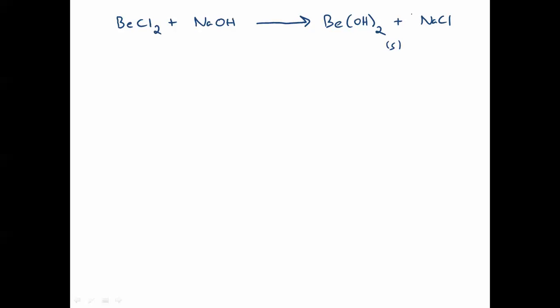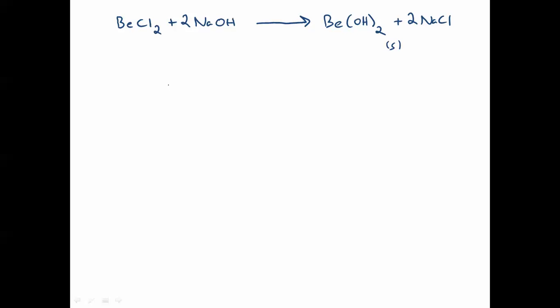If we go ahead and put a 2 in front of the sodium chloride, there are 2 chlorides over here in the beryllium chloride, so we need 2 chlorides. We've now generated 2 sodiums, and so we need to go ahead and throw a 2 in front of that sodium hydroxide as well. 2 hydroxides here, 2 hydroxides. So full balanced equation.